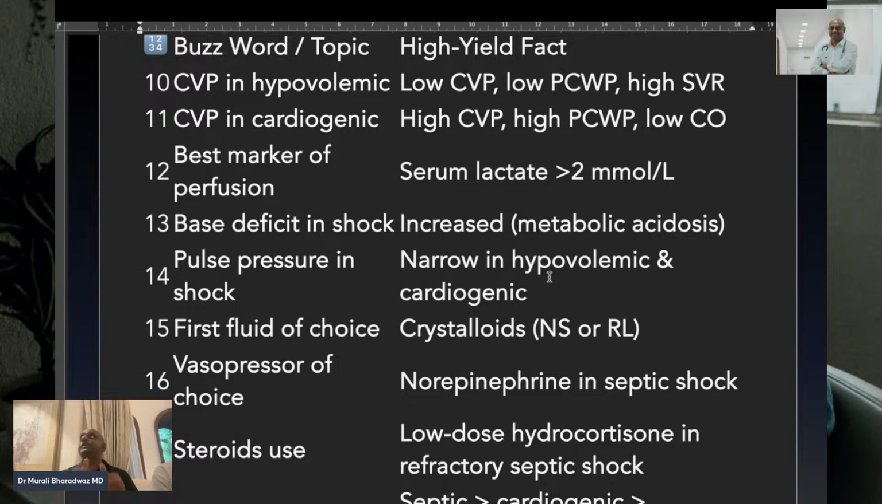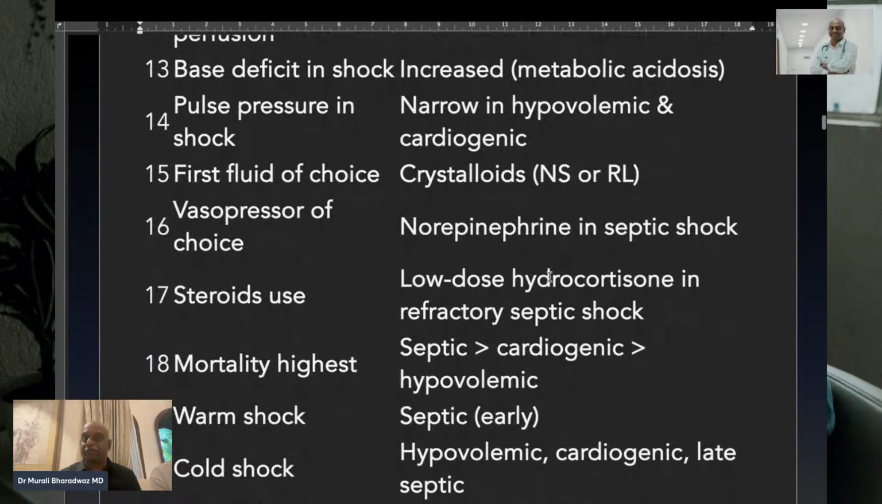How do you know that there is an impaired perfusion? Serum lactate more than 2 millimoles per liter. And what is the best way to treat? It is the crystalloids, not the colloids. Colloids are albumin and other colloids. Ringer lactate, normal saline, DNS, they're all crystalloids, which are the ones preferred.